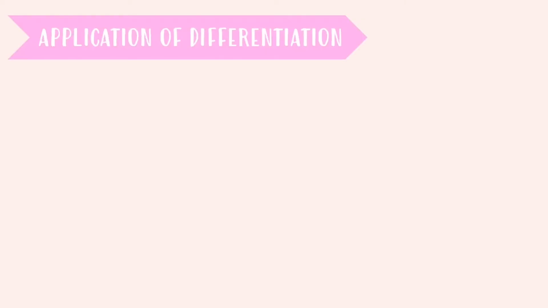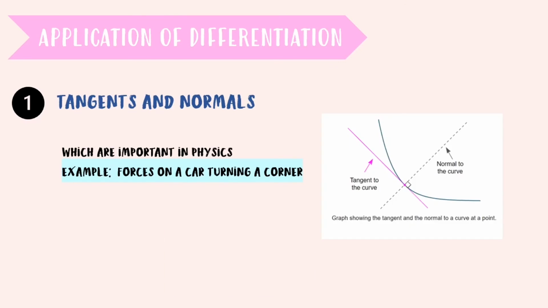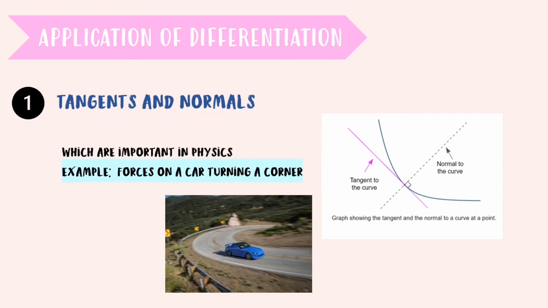Alright, next we have application of differentiation. First, we have tangents and normals, which are important in physics. For example, forces on a car turning a corner. So this is the graph that shows the tangent and the normal to a curve at a point.